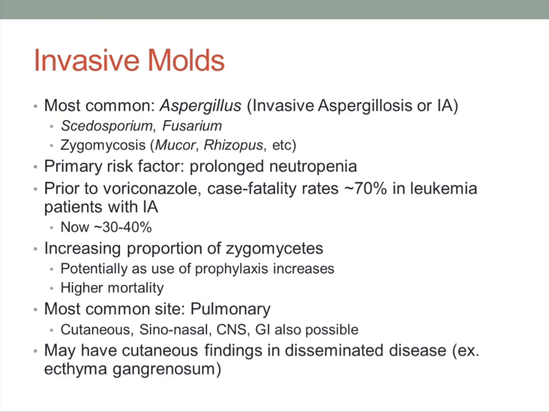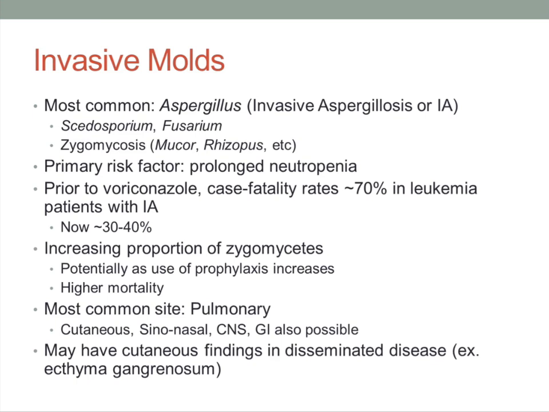So, invasive molds: the most common cause of mold pneumonia in hematologic malignancy is still Aspergillus. You'll see in the literature that's referred to as invasive Aspergillosis or IA, but there are other molds as well. So, Scedosporium, Fusarium, and then Zygomycosis, like we already talked about.